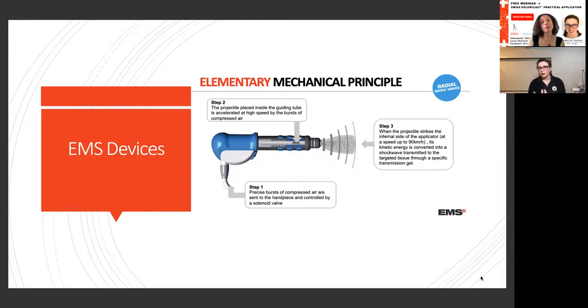So we know that this projectile can hit the inside of that applicator at 90 kilometers an hour. So it's very quick, and the energy gets converted to a shockwave that's transmitted to the tissue, obviously into the patient. And we use a gel because we know that shockwaves travel better through a liquid than through just air.